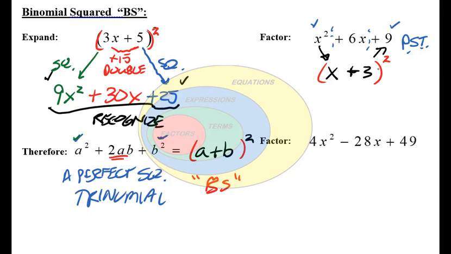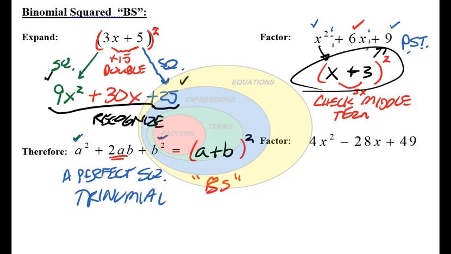then we just need to make sure that we mentally check the middle term. If we multiply 3x and double it, we do get that middle term. So this is a perfect square trinomial, and it does factor to a binomial squared.